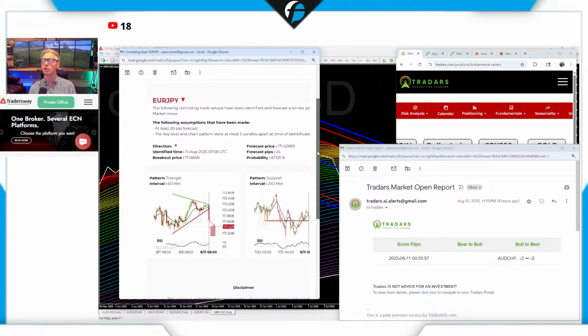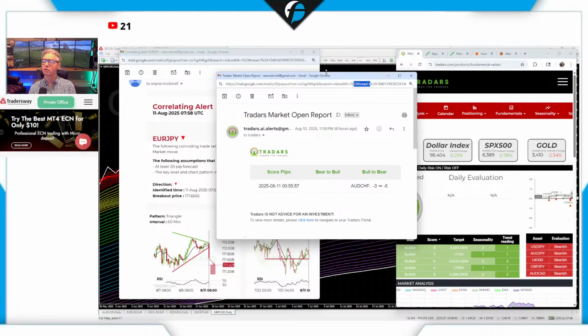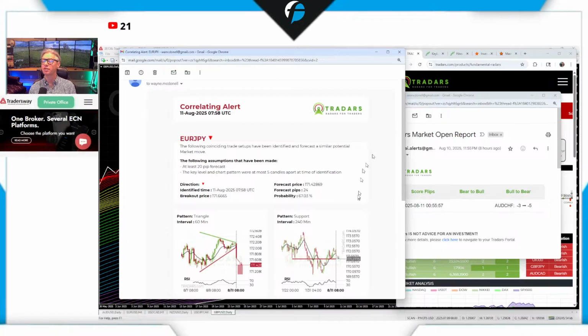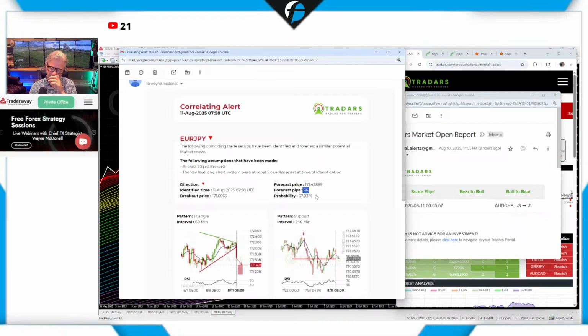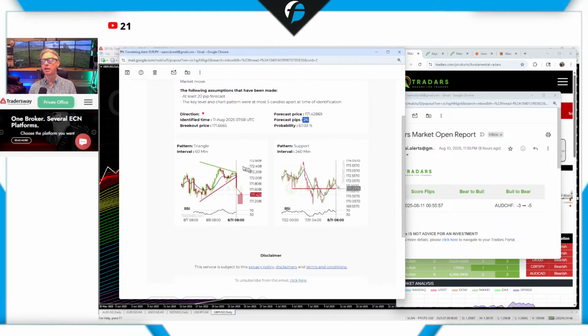Now, this is a correlating one. So this comes out pre-London, pre-New York. This comes out when it happens. So this is a real-time alert. It came out 4 hours ago. Potential 24 pip scalp with a 67.03% chance of success. And this is what it looked like.